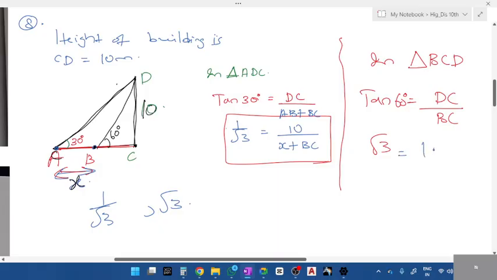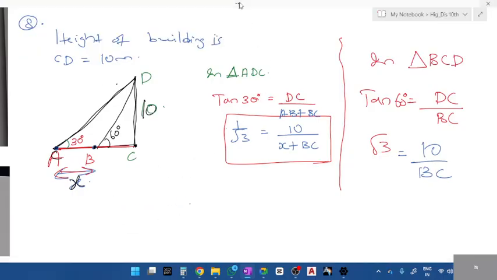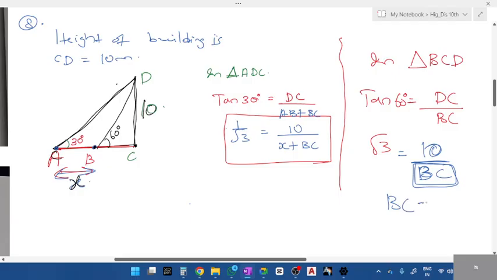Next. DC is 10. Keep BC as it is. Right hand side, how many unknown values are there for the smaller triangle? Tell me properly. How can it be 2? I'm not asking about alphabet. How many unknown values are there? Only one. I'm not asking about B and C, students, not about alphabet, about side BC. Now what will you do? This BC, BC is equal to 10 by root 3.